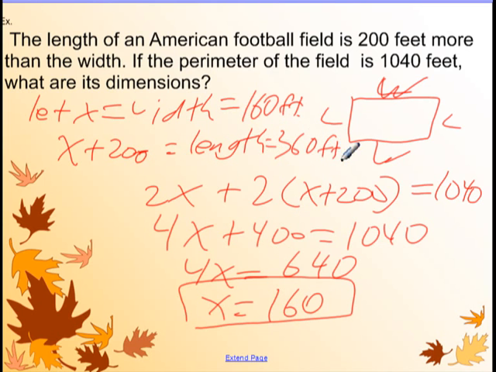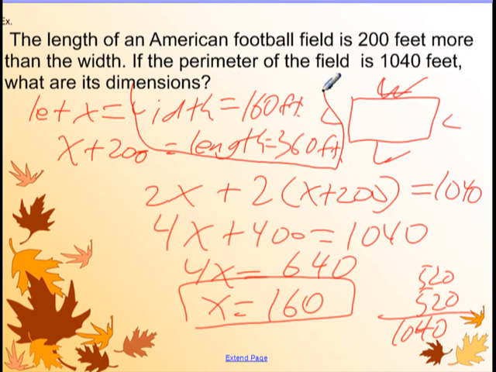Okay. And just checking to make sure that makes sense, if the length is 360 and the width is 160, the length plus the width, 160 plus 360, is 520, but then the other length plus width would be the other 520, and it does in fact give us a perimeter of 1,040. So this is the answer to my question.